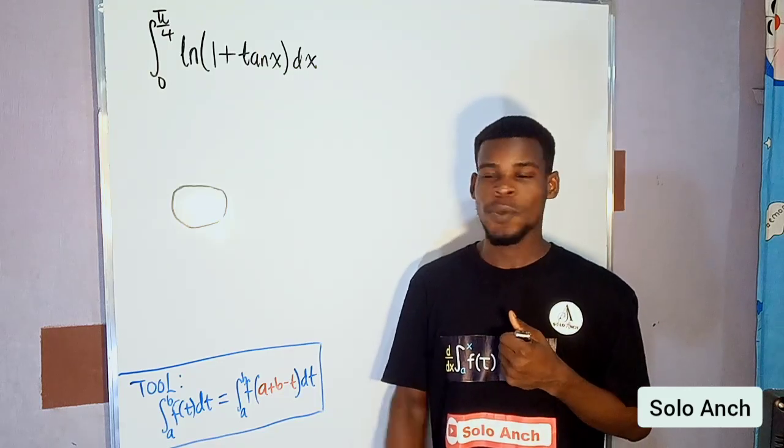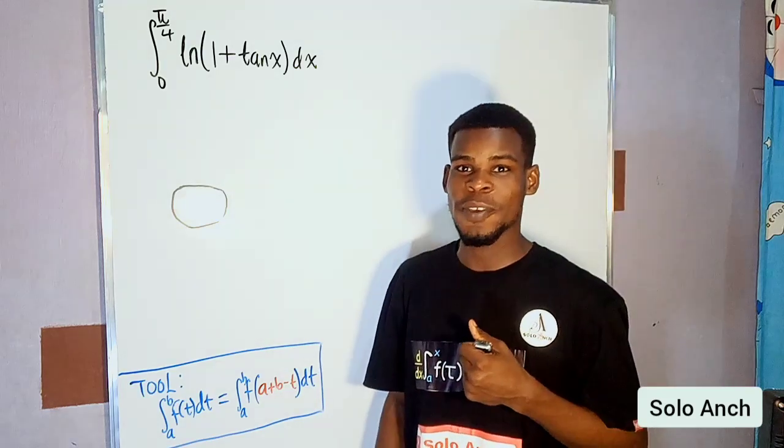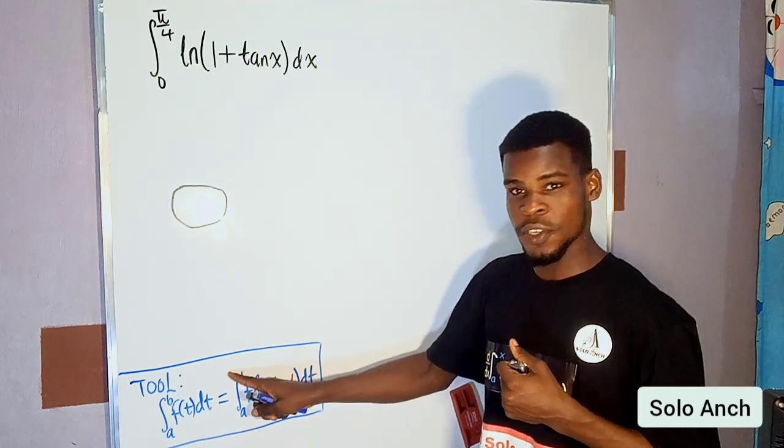My name is Silo Arch, and in this video we want to find the integral of this function. The function is the natural logarithm of 1 plus the tangent of x, and we have to integrate this from 0 to pi over 4. We're going to be using this tool right here.